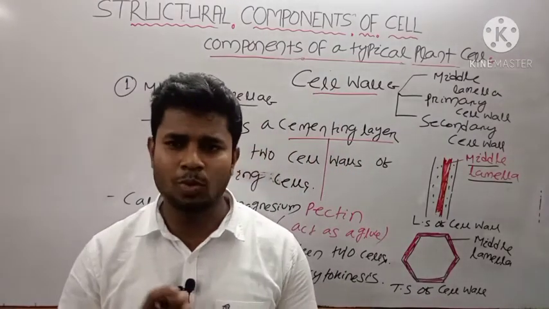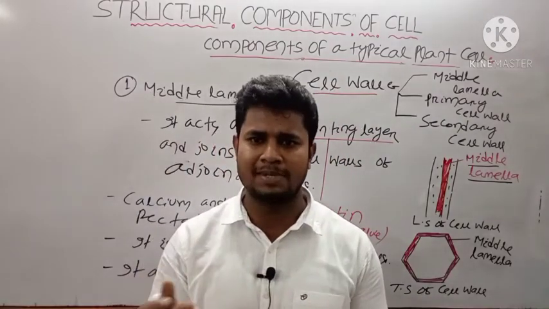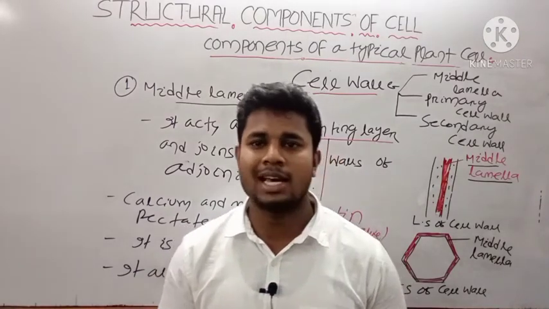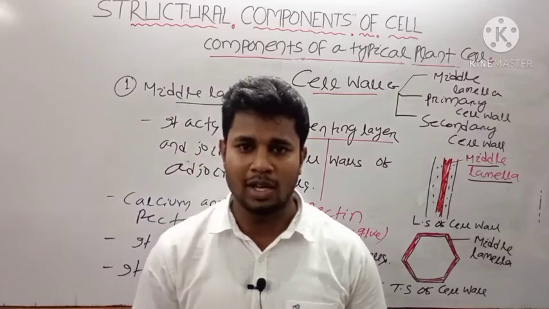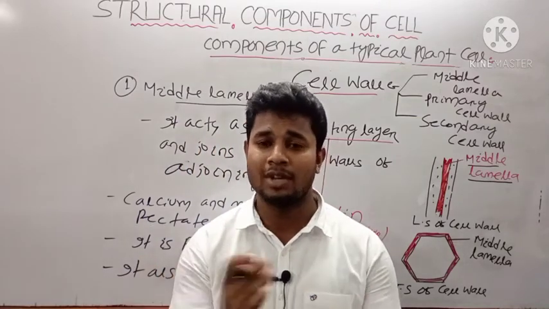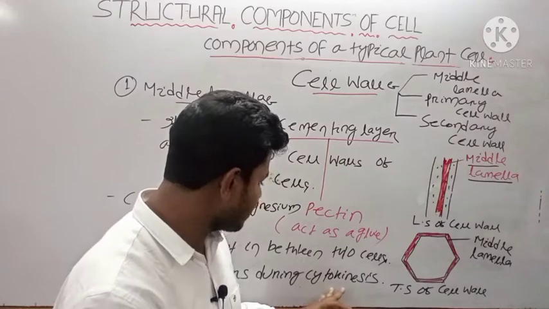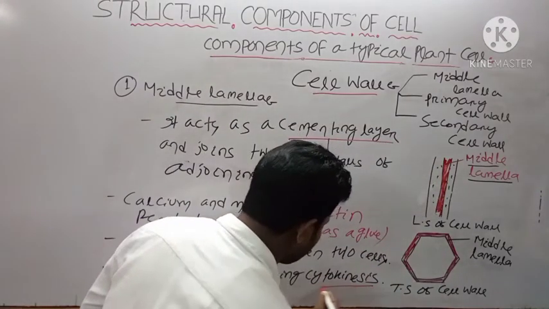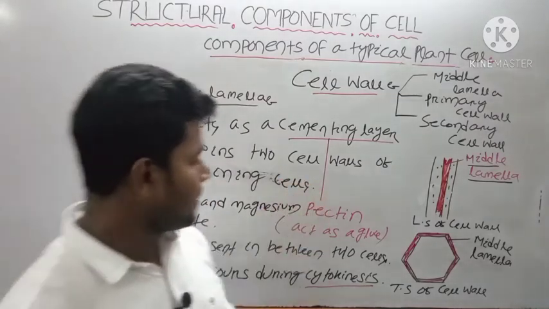Okay, there are two steps. One is karyokinesis and the other is cytokinesis. In karyokinesis there is division of the nucleus. In cytokinesis there is division of the cell. During the cytokinesis process there is formation of the middle lamella.